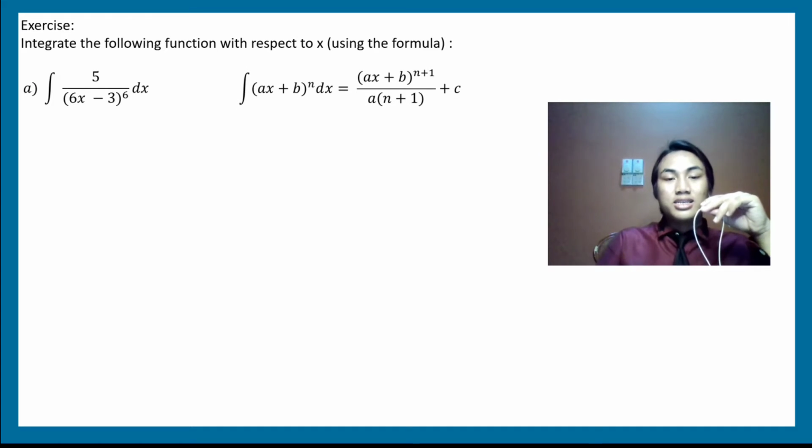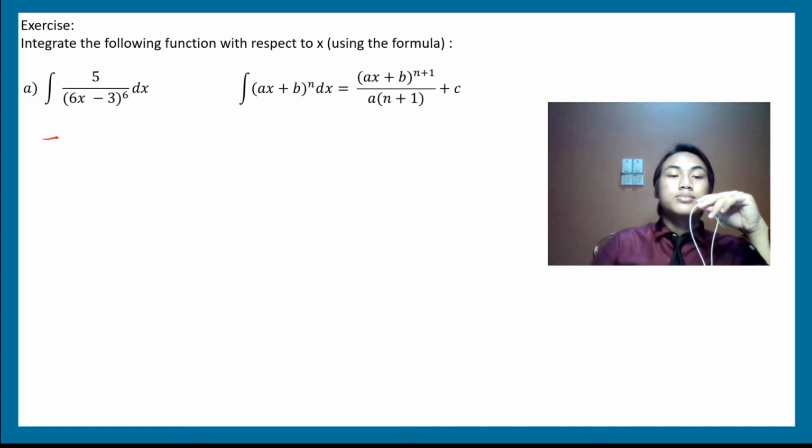Yes. Okay, so look. Here we have 5 over (6x minus 3), but the formula is (ax plus b). It is not a fraction, right? But here we have the question in fraction form. So how to do it? So here I will teach you.